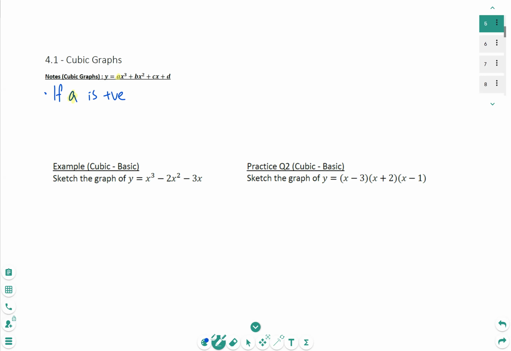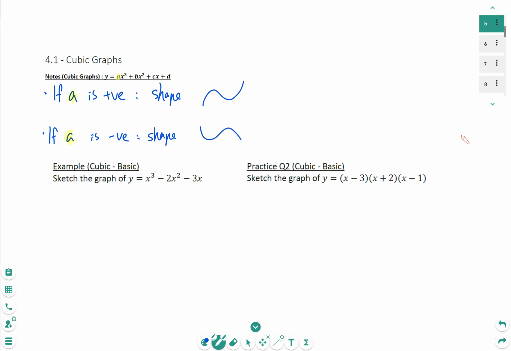Learn to write abbreviations in maths because mathematicians are lazy. And that's why we have so many symbols, right? So if a is positive, then the shape is going to be like this, okay? If a is negative, then the shape is going to be like this. Right, so we start from the top.